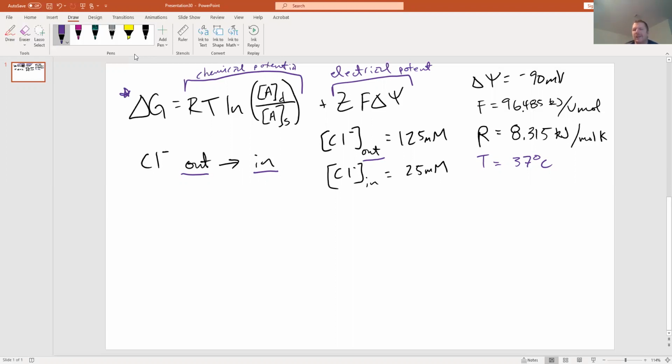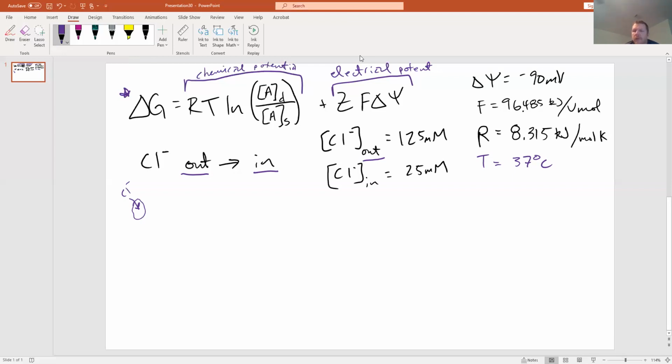To set the stage for this, what we've got are chloride ions that are moving from the exterior to the interior. So we've got our lipid bilayer here, we've got Cl out here, and we are moving them inside, okay? Now, what we're going to do to solve this problem is look at the two different parts of this equation. The first part is that chemical potential. The second part is that electrical potential.